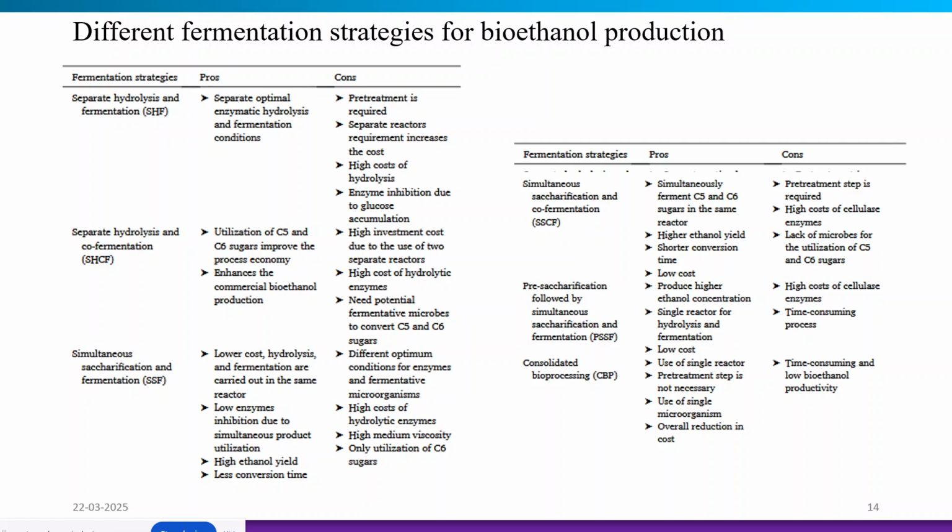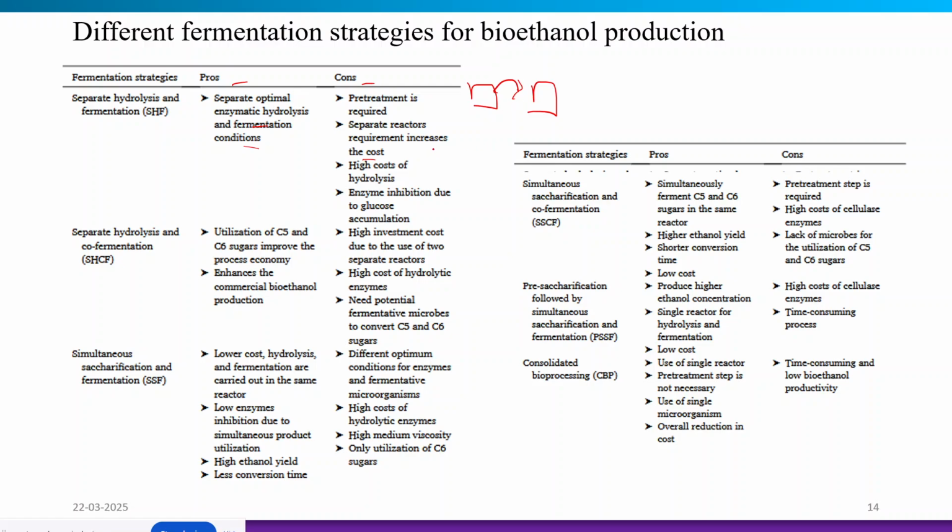Till now we have discussed different fermentation strategies. We have categorized them depending on the difficulty and advantage of the process. In the separate hydrolysis and fermentation process, we have separate optimal enzymatic hydrolysis and fermentation conditions, and the challenge is that it needs pretreatment. Separate reactors increase the overall cost because we are using two separate reactors: one is the enzymatic hydrolysis reactor, and another is the fermenter.